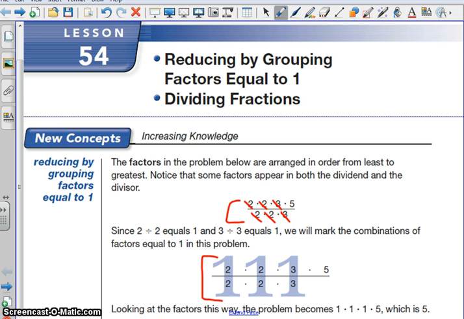As you see, this portion drawn out, 2 over 2 equals 1, 2 over 2 equals 1, 3 over 3 equals 1, and 5 stands alone. This means 1 times 1 times 1 times 5 equals 5. 1 times 1 times 1 equals 1, totaling 5.